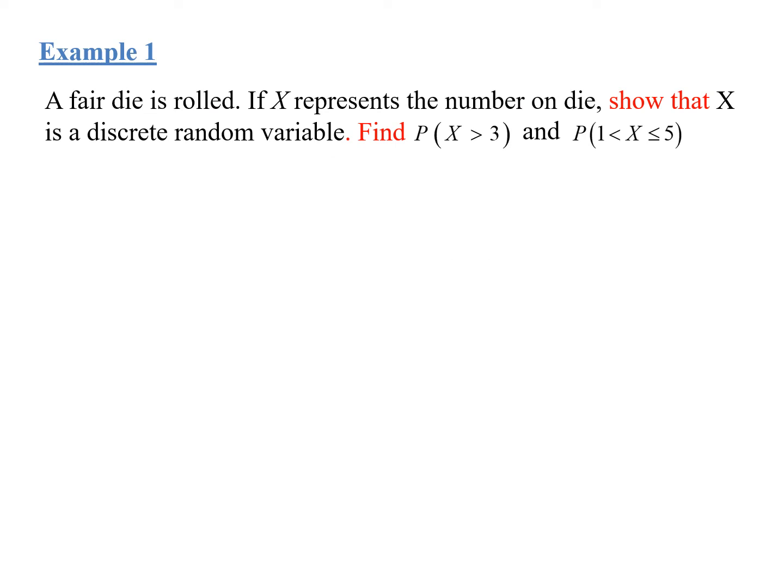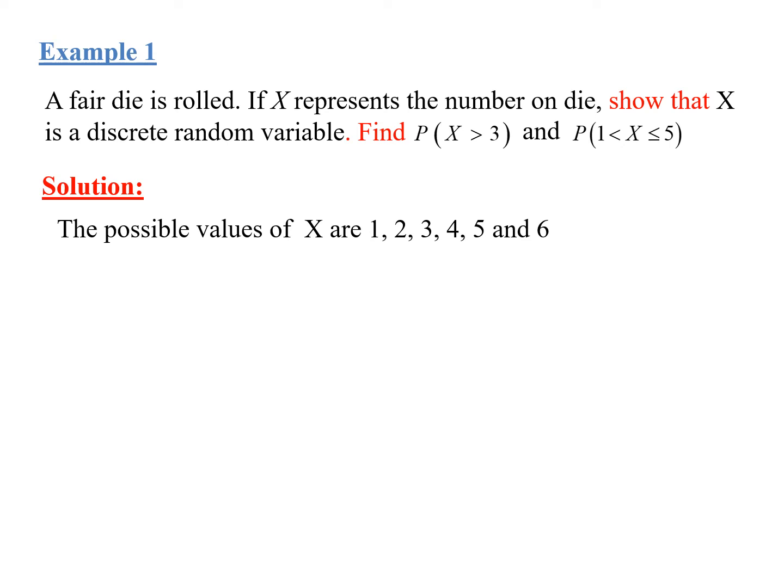Let us look at example 1. A fair die is rolled. If X represents the number on the die, show that X is a discrete random variable. Find (a) probability X is greater than 3 and (b) probability X is less than or equal to 5, greater than 1. Okay, for the solution, the possible values of X are 1, 2, 3, 4, 5, and 6.